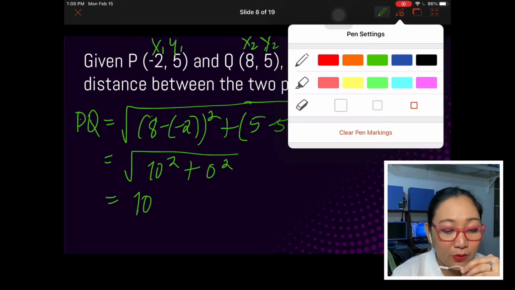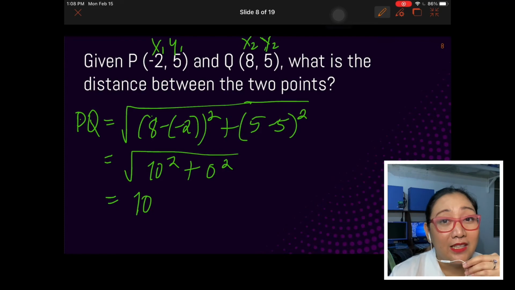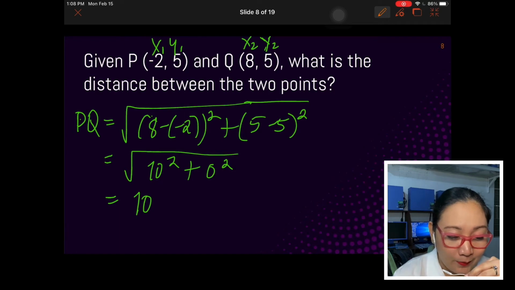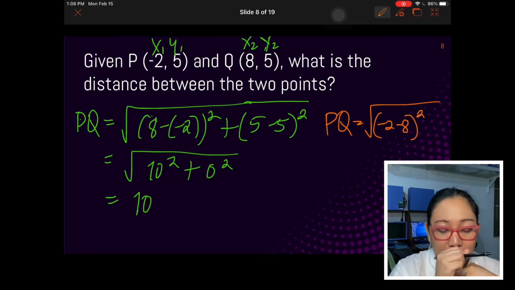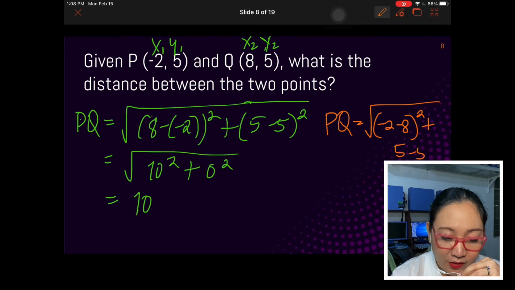So, I will use orange to show you that kahit pagbaliktarin nyo siya, uunahin ko yung x1 at saka y1, you will still end up with the same answer. So, PQ is equal to the square root of negative 2 minus 8 squared, ay ano ba yan? Negative 2 minus 8 squared. And then, excuse me po, 5 minus 5 squared.